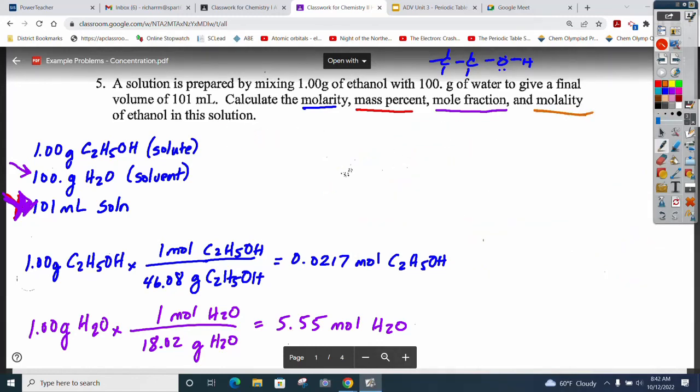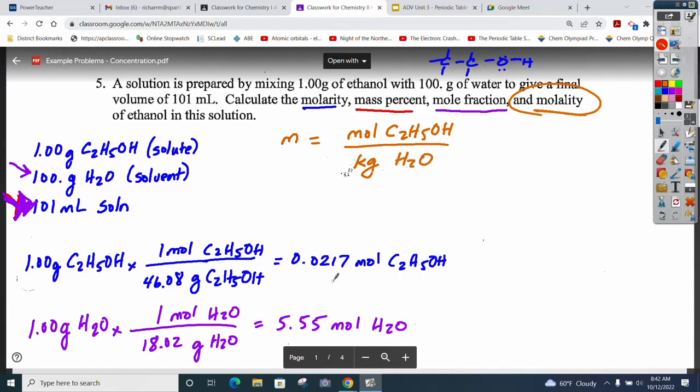Okay, the last bit asks me for molality. Molality, by definition, looking back at your notes, is moles of your solute, so in this case moles of my ethanol, divided by kilograms of my solvent. Be careful, molality does not have the entire solution on the bottom. That's the only one that doesn't have the solute plus the solvent on the bottom. It is only the solvent, so kilograms of your water.